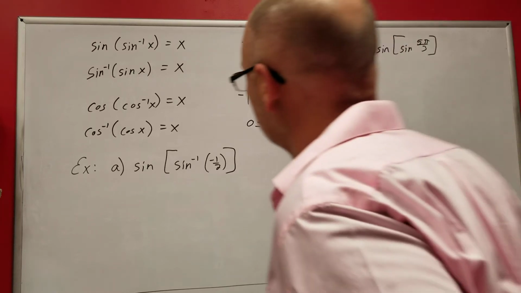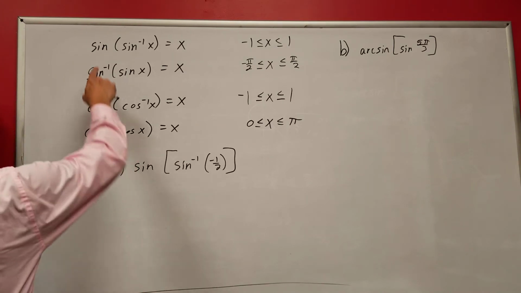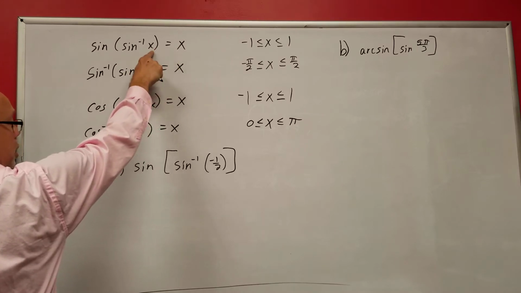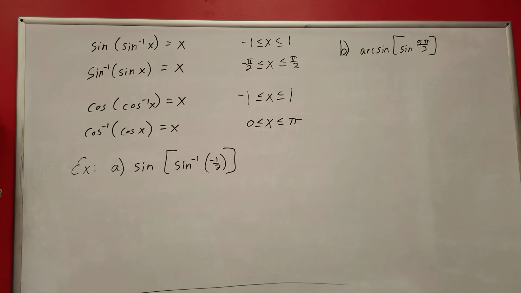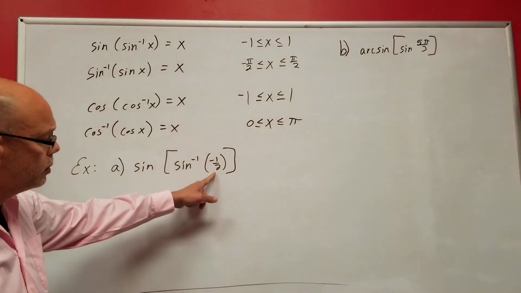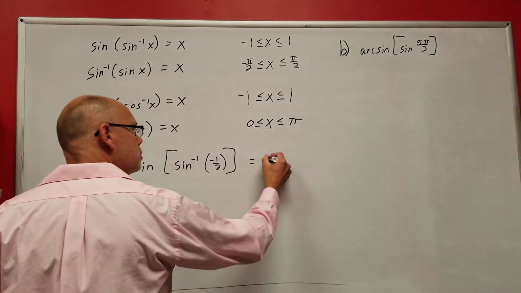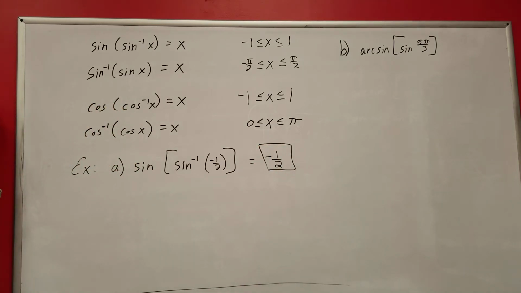Let's suppose that we have the sine of the inverse sine of negative 1/2, okay? Now this says I could just set it all equal to the argument of the inside if the argument of the inside is between -1 and 1. How about here? Argument of the inside. Is that between -1 and 1? Sure is. So I could just set all this equal to the -1/2 there.